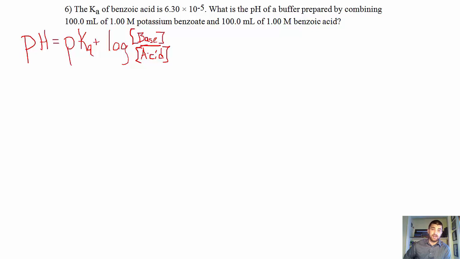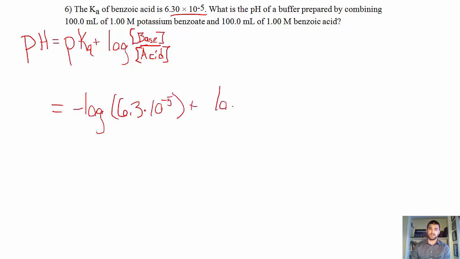So we have the Ka of benzoic acid is 6.3 times 10 to the minus 5. What is the pH of a buffer prepared by combining 100 milliliters of 1 molar potassium benzoate and 100 milliliters of 1 molar benzoic acid? So they tell us the Ka. So let's start plugging stuff in. I know p is just negative log. So pKa is negative log of the Ka, 6.3 times 10 to the minus 5, plus the log of the concentration of the base over the concentration of the acid.